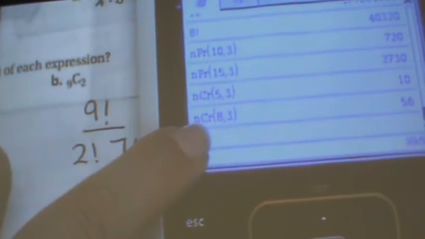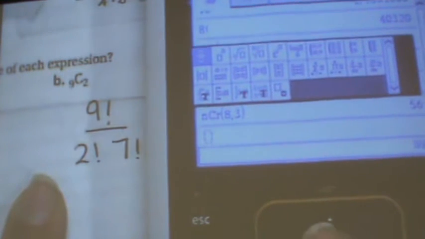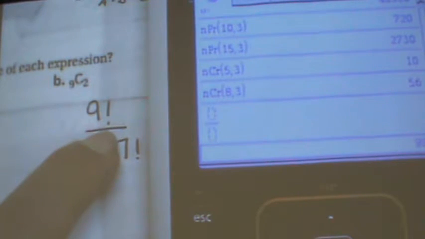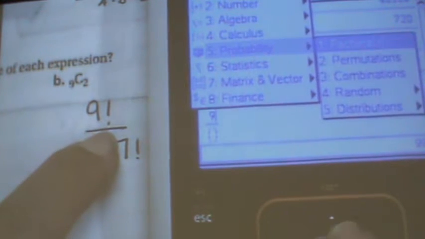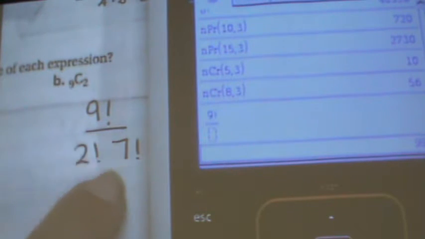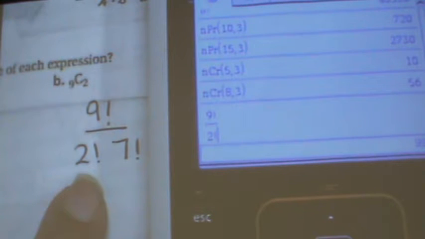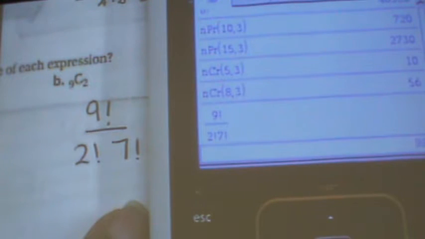How else could you have done this problem without using combinations? Well, I'm going to hit my fraction key. You guys remember how to get the fraction key? Okay. On top, I'm going to type in 9 factorial. So 9, then go to menu. This will take you a while. And number 1 is factorial. Arrow down, you're going to do 2 factorial, 2, menu, probability, factorial, and then times 7, menu. And then hit enter.